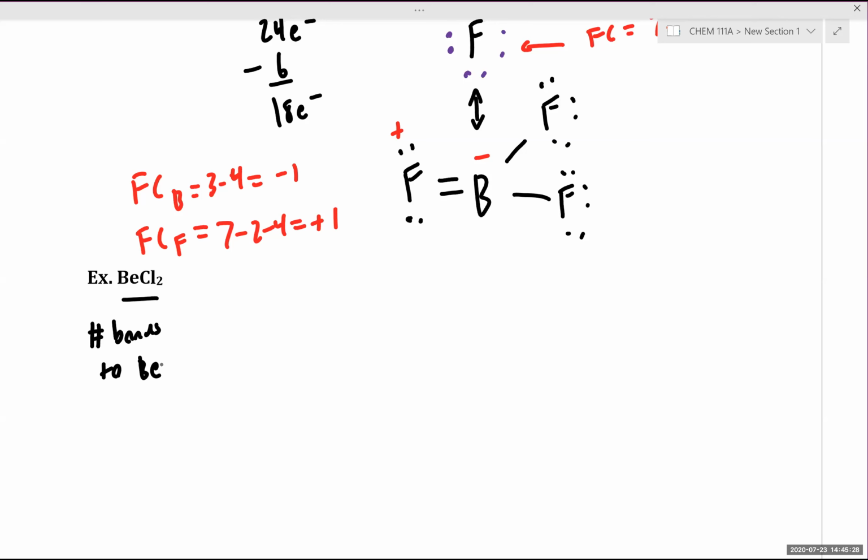And remember, the octet rule takes less priority than minimizing formal charges.